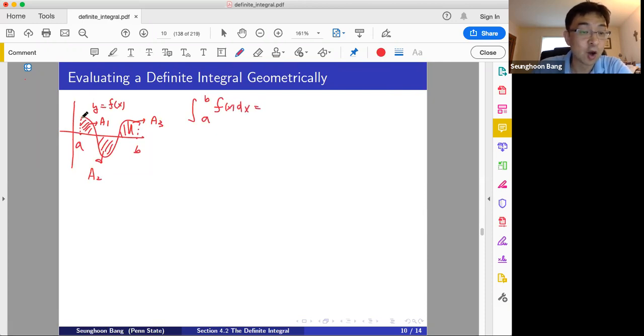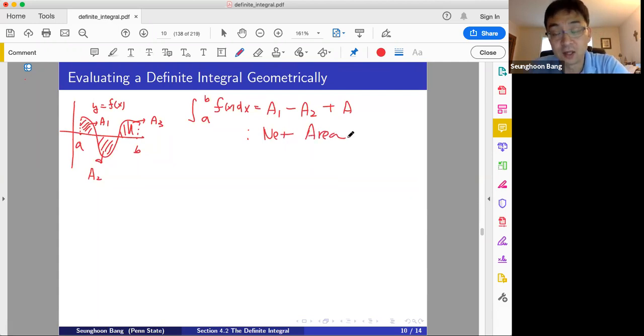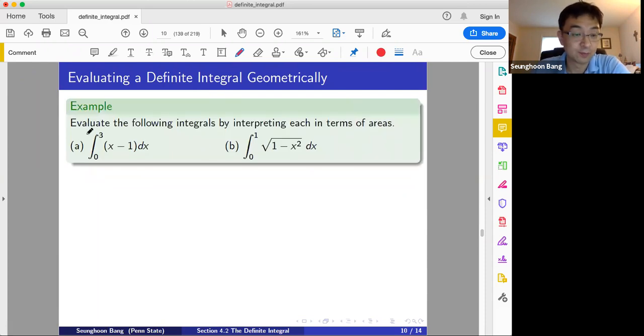This one is above the x-axis, positive area. Below the x-axis, negative area. Above the x-axis, positive area. So that's it. We call it net area. This is the geometric meaning of the definite integral. The graph goes up and down, something like that. Above the x-axis, positive. Below the x-axis, negative. This is like a geometric idea. So we think about it.